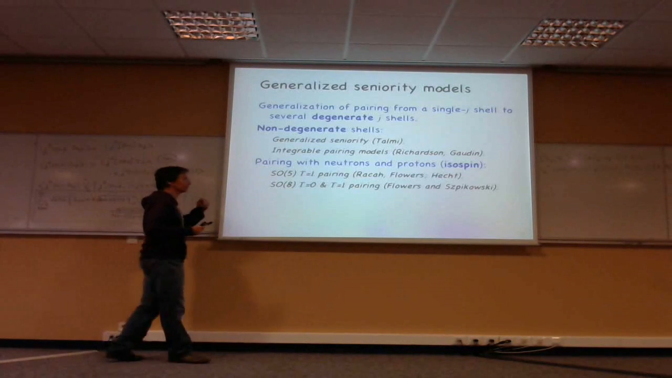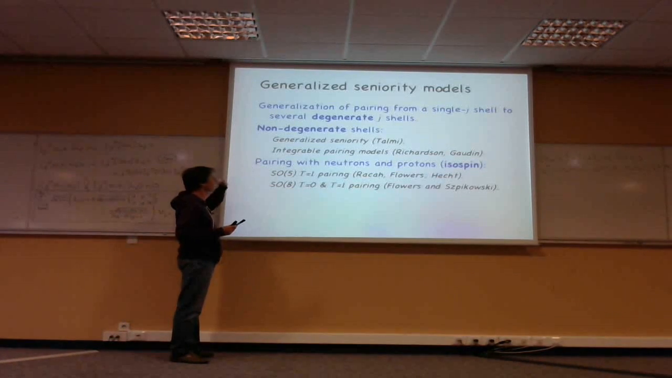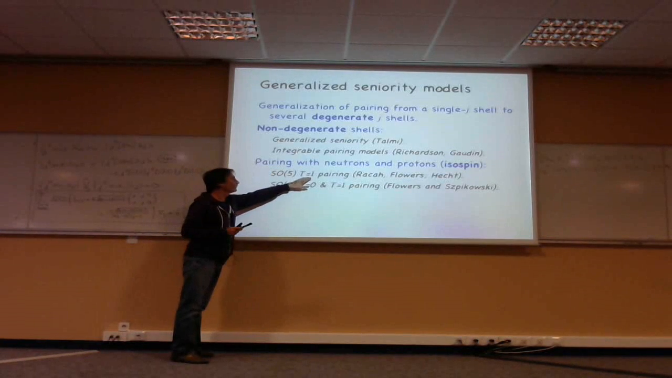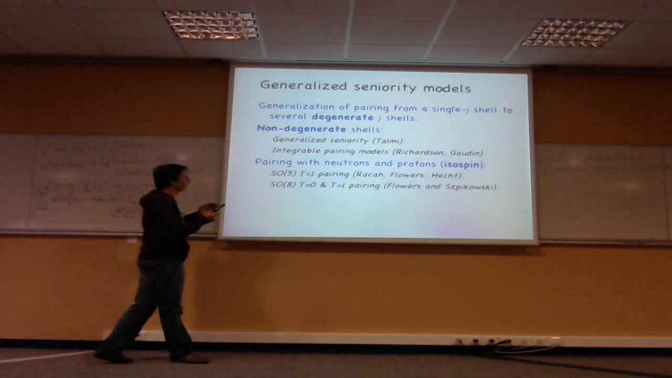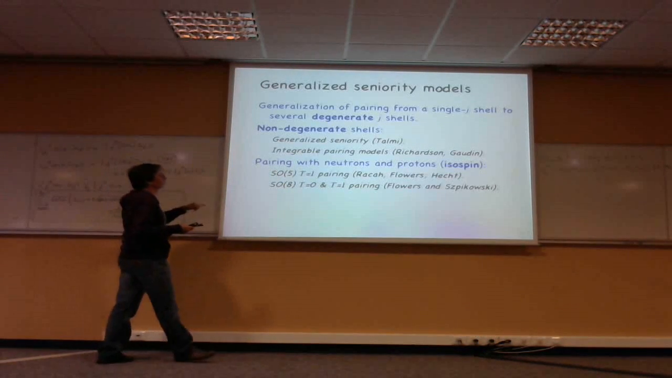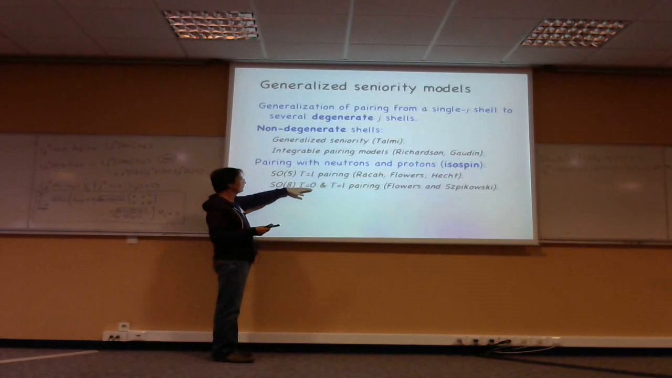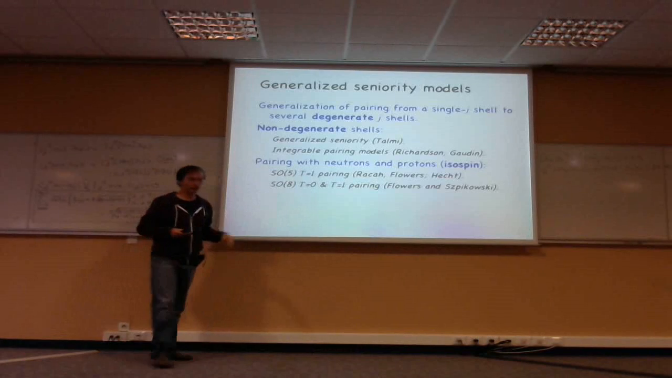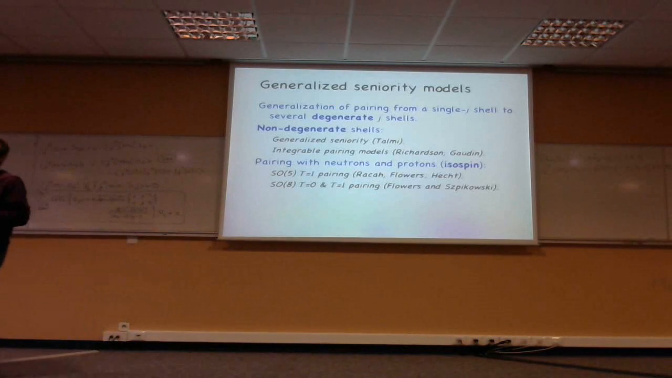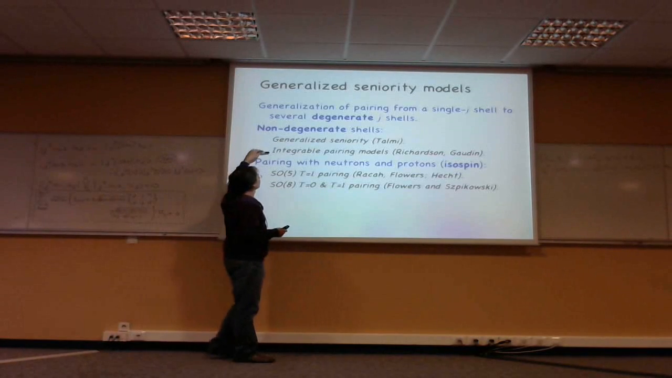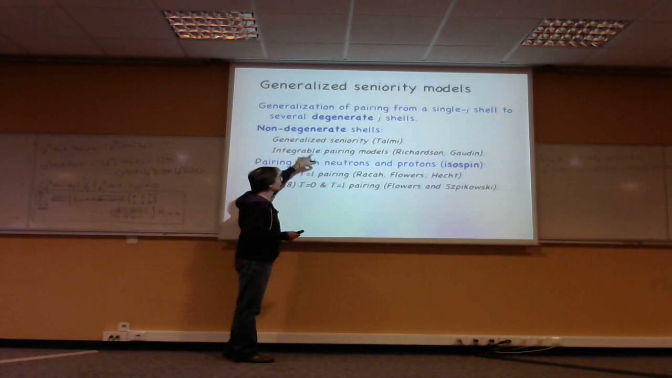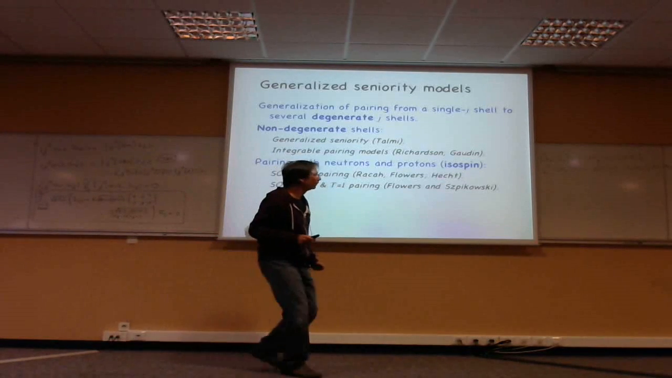Okay, he might mention that there are quasi-spin techniques which you can apply if you have only T equals 1 pairing, so the pairing that I discussed so far. But if you have neutrons and protons, you also have pairing in a different channel, which is T equals 0. And both of those cases can be treated by the techniques that I mentioned here. Okay, but let me spend a few minutes on these integrable pairing models.